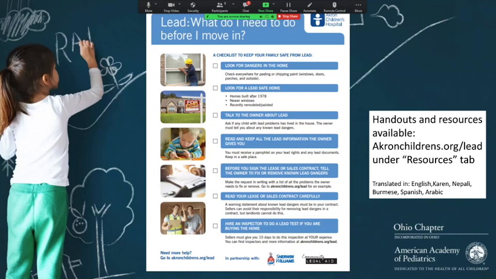Okay. So we have basically the two videos and the two handouts that we developed, and this is the second handout. And we designed this more as a checklist of things that the families could focus on.